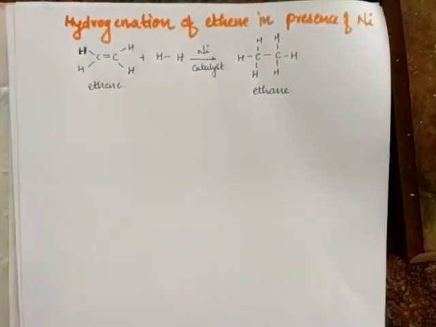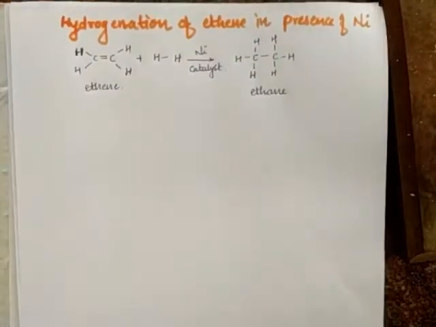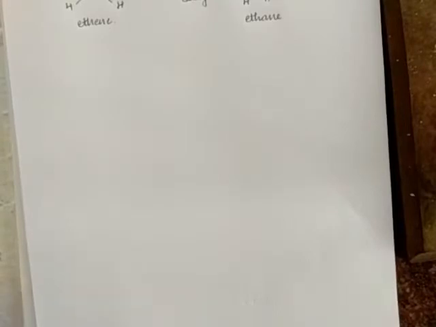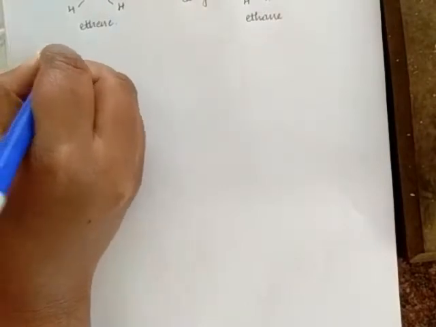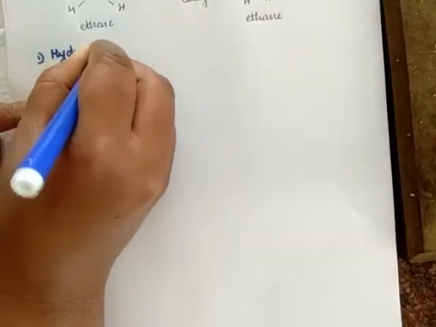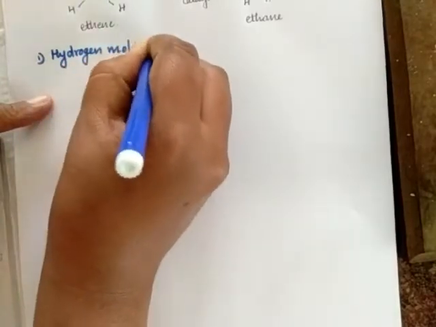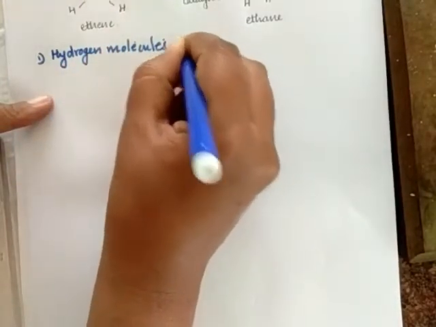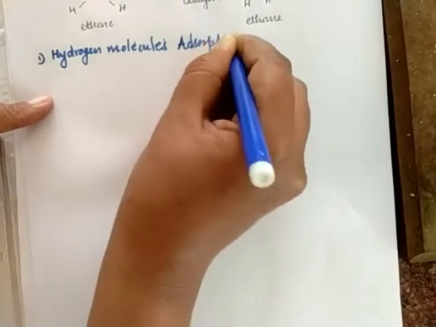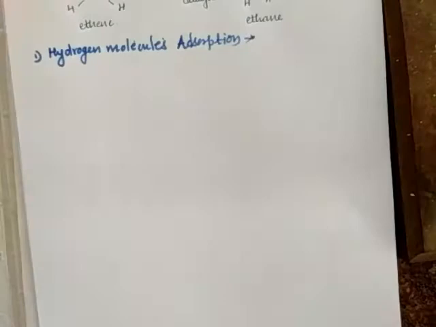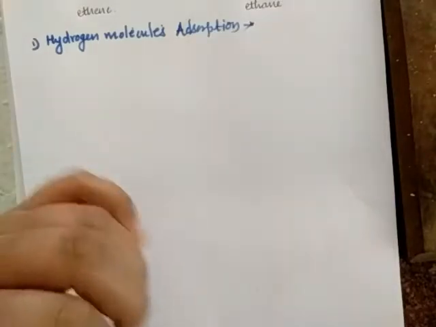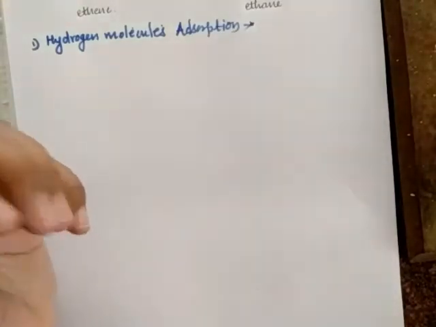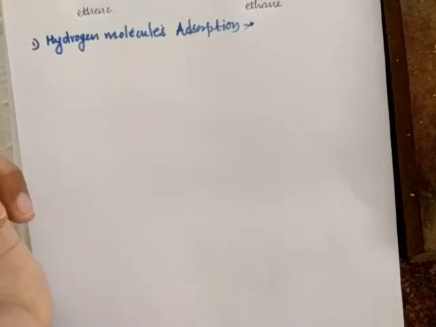Now let's see, this catalysis operates mainly by the following steps. In the first step, that is adsorption of hydrogen molecules, or hydrogen molecule adsorption. Just to see what will happen in this step: the hydrogen molecules are adsorbed on the nickel surface due to the residual valence bonds of the nickel atoms.